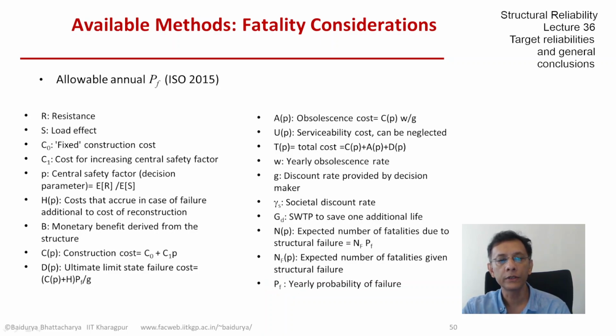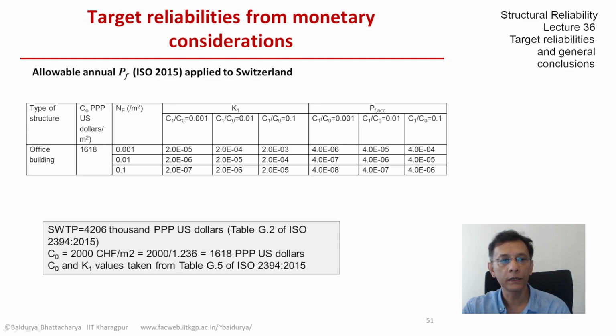Now, when this approach is applied to one of the European countries, Switzerland in this case, in this example that's worked out, one obtains numbers that are actually very much within the acceptable range, and we see the annual Pf, depending on the type of building and various ratios of C1 over C0, is of the order of 10 to the minus 6 or even less, and in some cases 10 to the minus 4. So these are all within the very much acceptable range or somewhat acceptable range that we have reviewed earlier in this lecture.